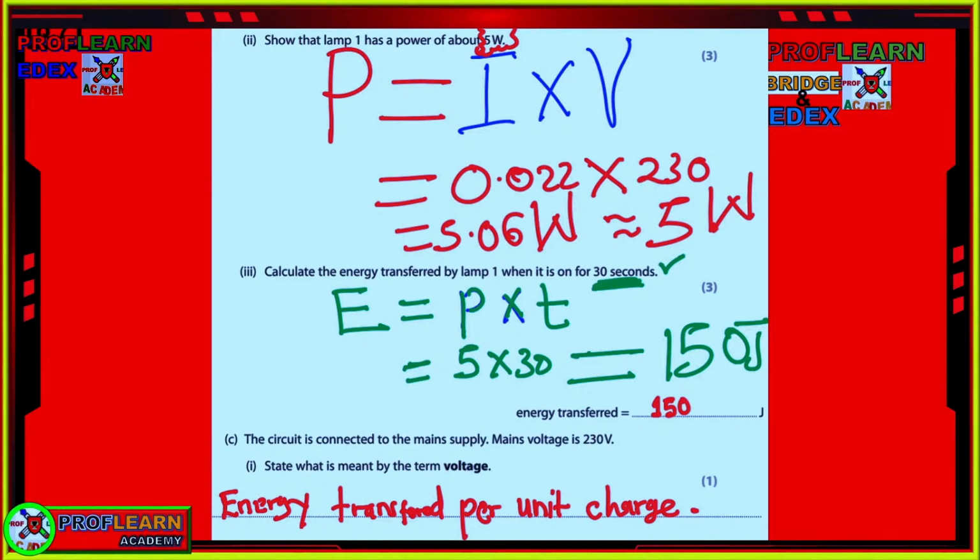And we are supposed to state what is meant by the voltage. This is the energy transferred per unit charge. If you are asked about EMF, EMF is the amount of energy transferred or supplied to move a unit charge around a complete circuit.